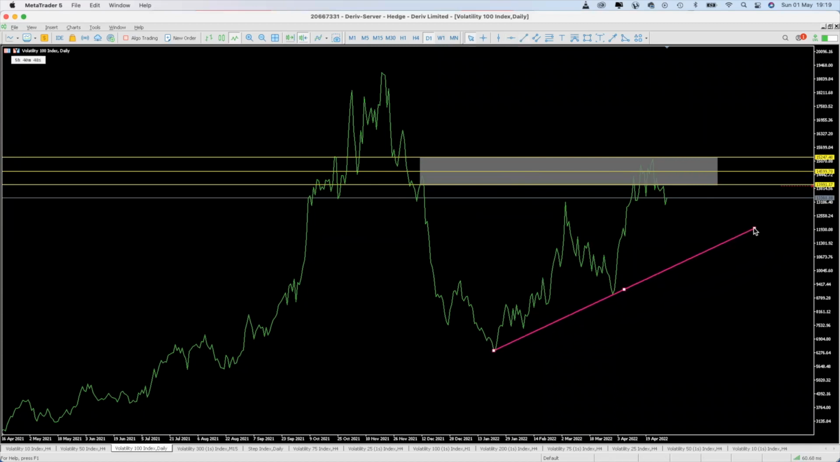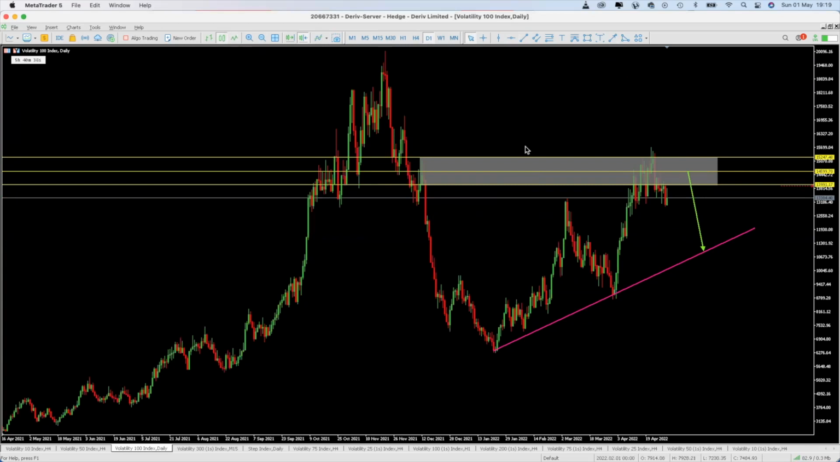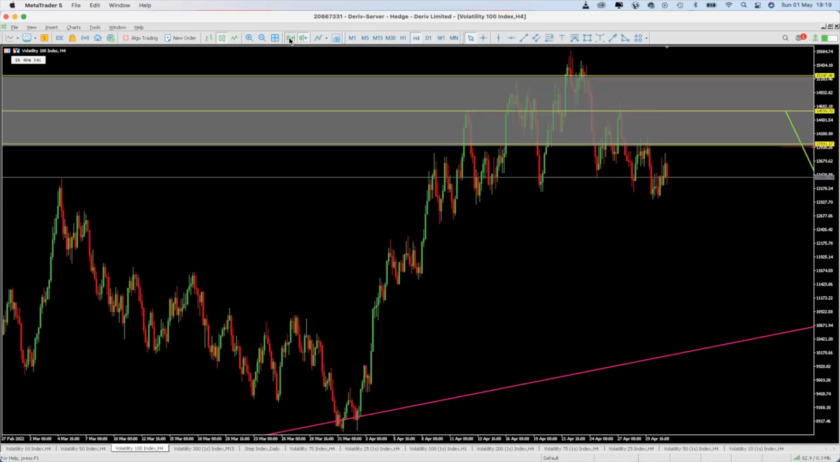So this is basically a pullback. If I treat this as just a pullback of this overall move, I'm expecting price to fall all the way down to here at least. So let me switch over to candles and then go to the 4-hour time frame.